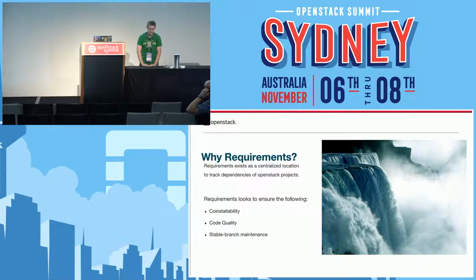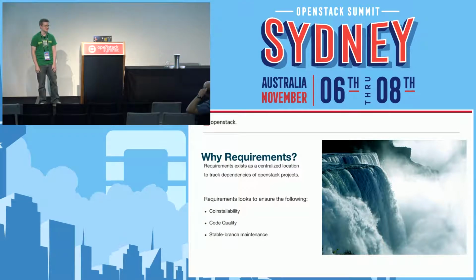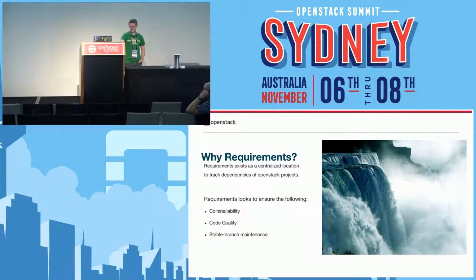We ensure code quality by auditing stuff before it's entered into requirements, either the upper constraints or the global requirements. And stable branch maintenance, which is somewhat important. I'm not sure about that, but no one uses stable OpenStack. Everyone's on master, right? Running DevStack. So that's why the requirements team exists. We're sort of a, I don't want to call it a meta project, but we're a glue within OpenStack that kind of holds things together.